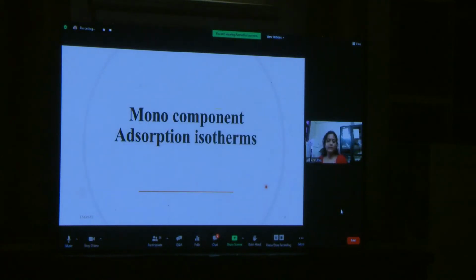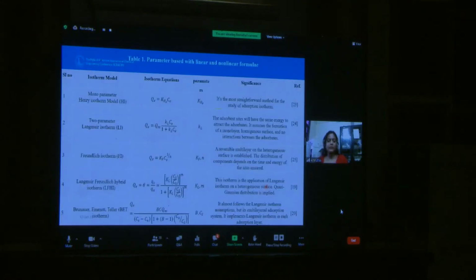These are some of the monocomponent parameters, the formulas which I have listed, and I have given their significance. If a textile industry or any industry is discharging a single component or single heavy metal, they have to go with the theoretical isotherms, find the maximum adsorption capacity, and prepare the process.